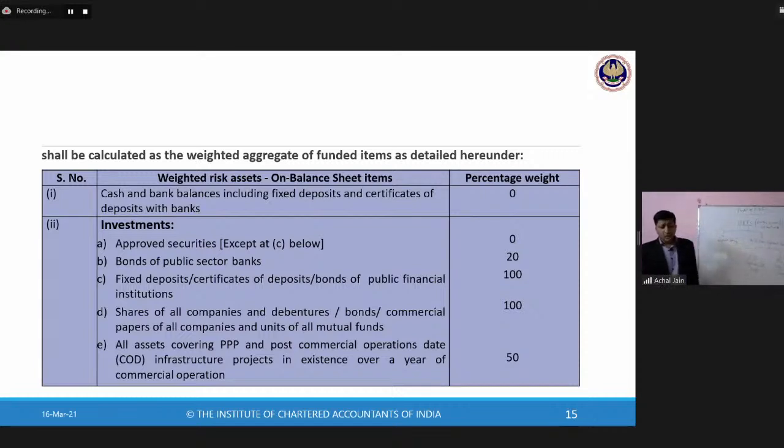So what are the prudential norms? See, in terms of the prudential norms, every NBFC, and this is similar to the banks, every NBFC is required to maintain a certain capital level. Capital means the capital of the NBFC, which we also termed as net owned fund.